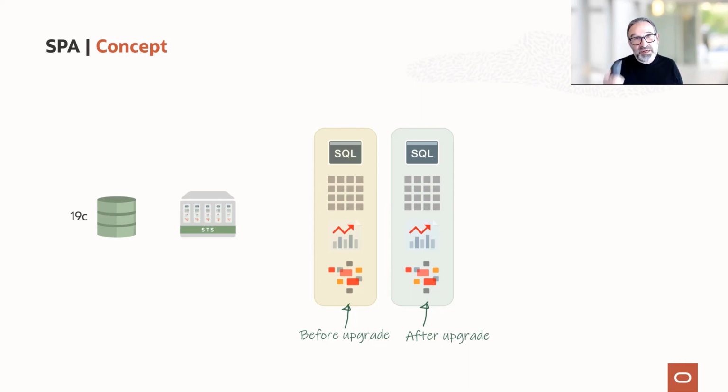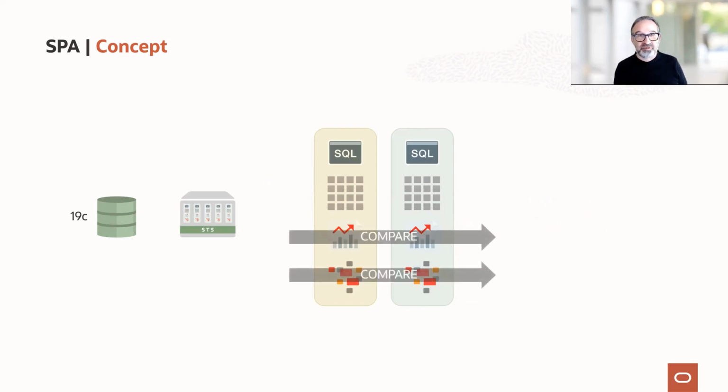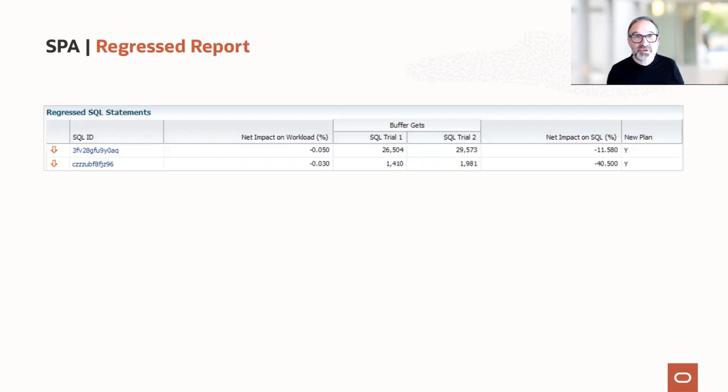So we have now before upgrade, after upgrade, and we have now several categories like elapsed time, CPU time, buffer gets, disk reads, and so on. And we have the plans from before and the simulation after. So what do we do with that information? We compare. And for comparison, we have regressed reports. There are other reports available as well, but I personally find the regressed reports the most helpful ones because I have my regressed statements. I'm happy if 10,000 of my statements perform better than before, but I'm interested in these 5 mean guys who misbehave. And we want to identify them, of course, before we go live.